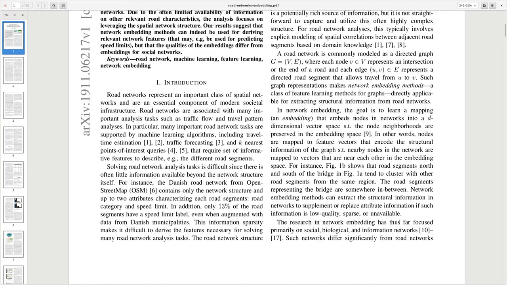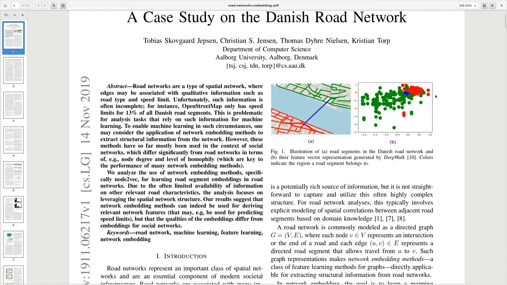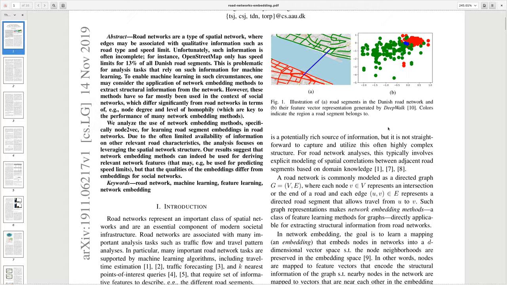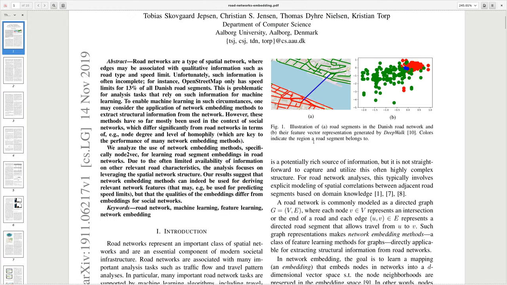So the reds are over here on the right, the blue, the bridge, is here in the middle, and the greens are somewhat to the left. There are two outliers of the road network that are quite far away from both clusters, and lots of green far away. Obviously, this is a projection into 2D. So, this is an illustration of road segments in the Danish road network and their feature vector representation generated by DeepWalk. Colors indicate the region the road segment belongs to.